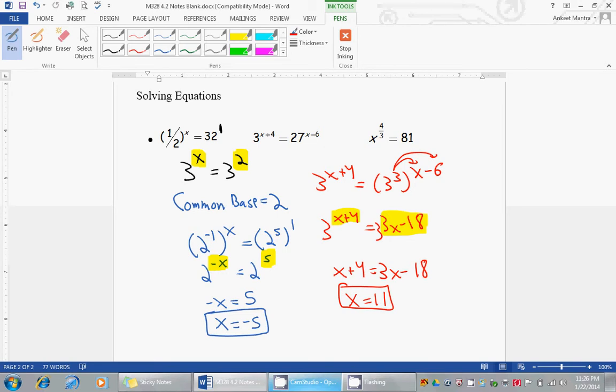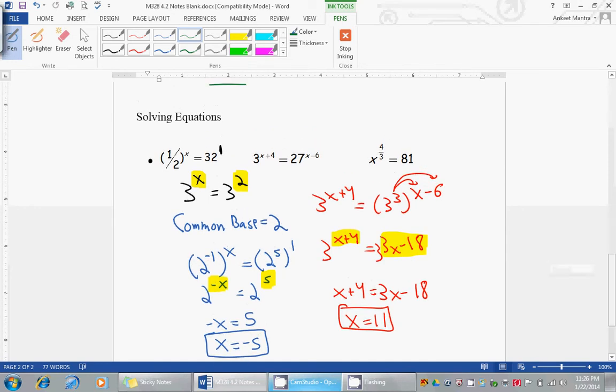Alright, one more to look at here. Again, I think I mentioned this before. This last one here is not an exponential equation. X to the 4/3 power equals 81. Now, I'm going to give you a little clue on how to do this problem. Let me give you one that's similar to it. X squared equals 81.